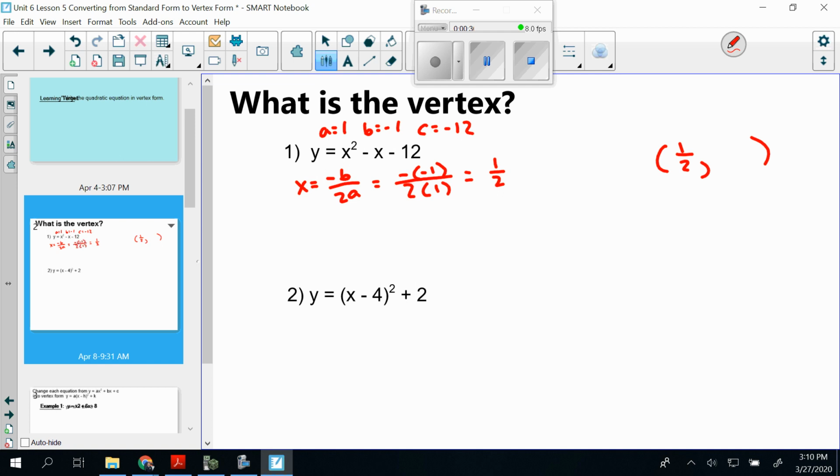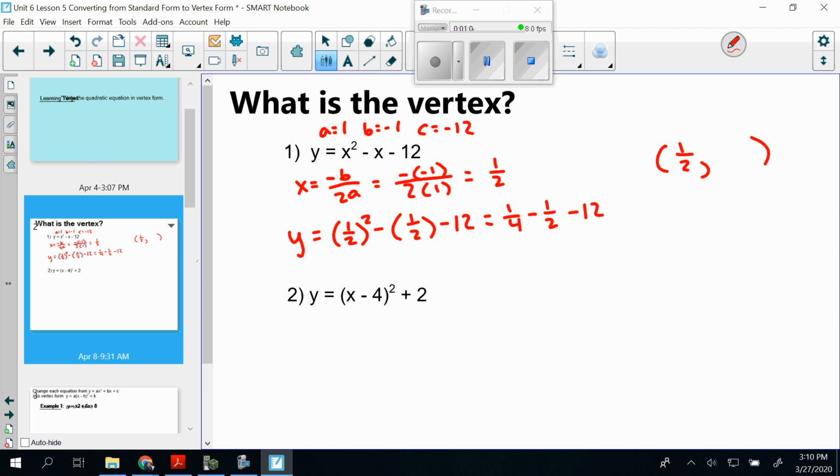If you want to find the y value, now you're plugging that back in. So you're taking that value of 1/2 and plugging it in for all the x's in the equation and figuring out what that equals. On this one, that would be 1/4, because if you square both the top and bottom, you get 1/4 minus 1/2 minus 12.